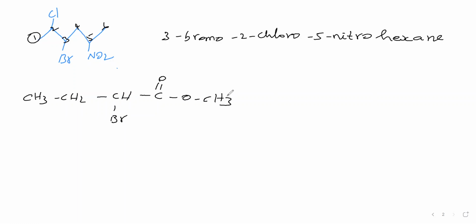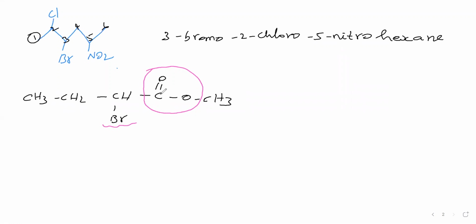Next compound is this one. In this compound, what are the functional groups? You see, one is ester. Another one is halogen. So, the functional groups are ester and halogen. Halogen always comes as prefix in the IUPAC name, so we need not worry. Ester comes as a secondary suffix.